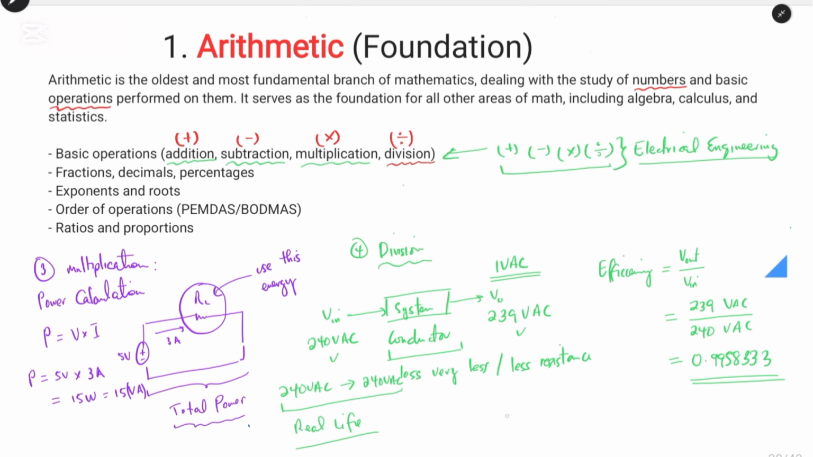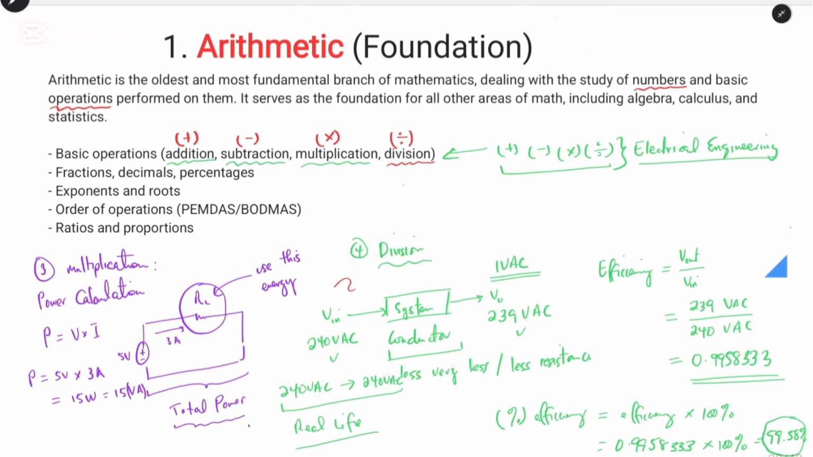When we want to find the percentage efficiency, we multiply the efficiency times 100%. Therefore, we have 0.9958333 times 100%, which gives us 99.58%. This is the efficiency of the system, and we normally have a small percentage loss.